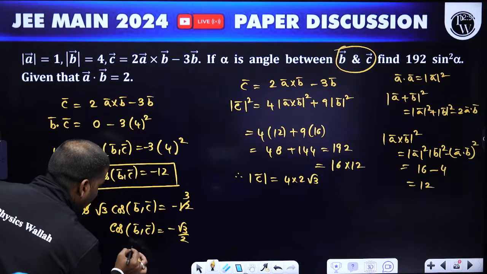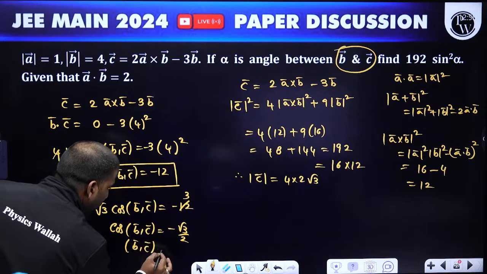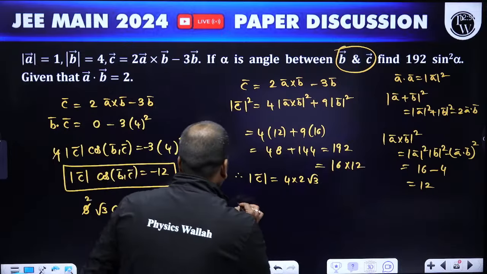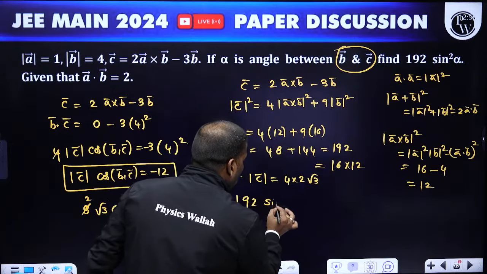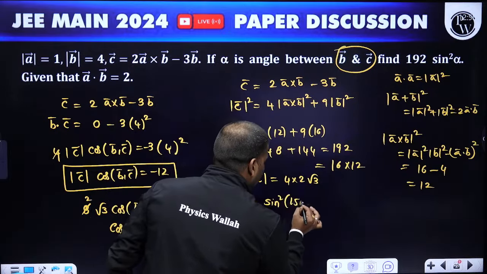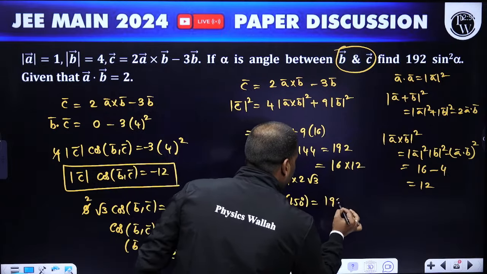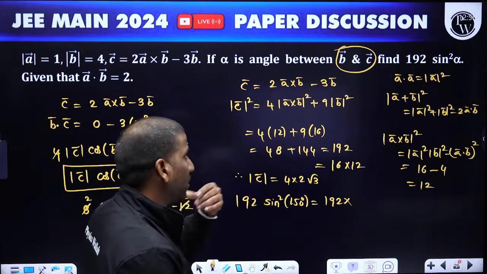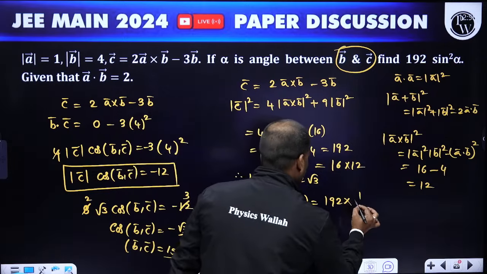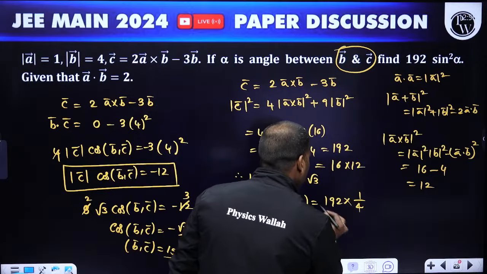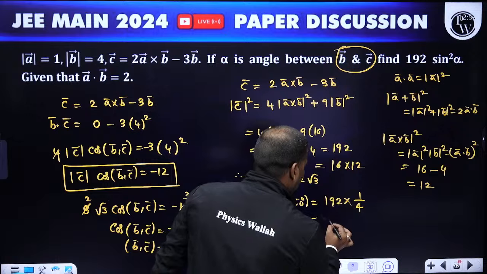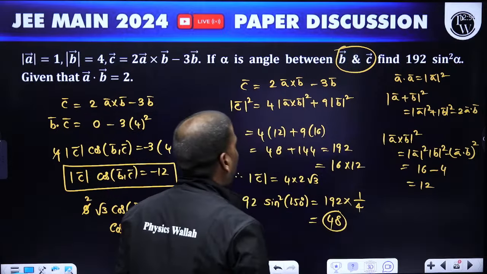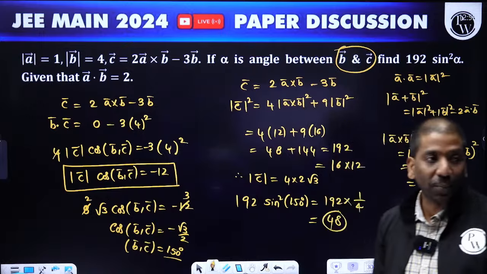So the angle between B and C is 150 degrees. We want 192 into sine square 150 degrees, which is nothing but sine 30 degrees, that is 1 by 4. 4 can cancel with 192, giving 48. So 48 is the answer. Okay. Same question is repeated again here.